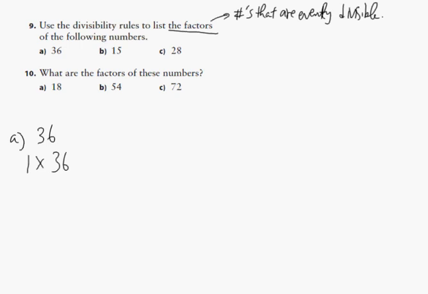So the next one we want to check for after 1 is 2. And is 36 divisible by 2? Yes, because it ends in an even number. So therefore I know 2 is a factor. And I have to figure out 2 times what is 36, and it happens to be 18.